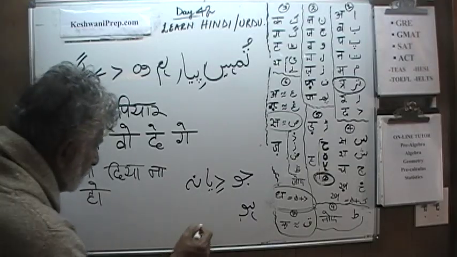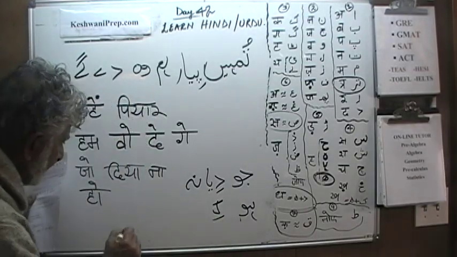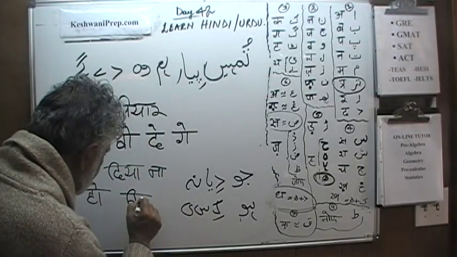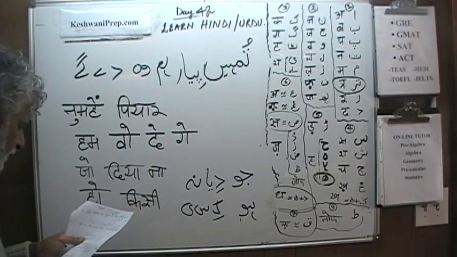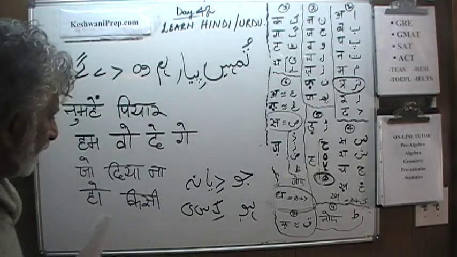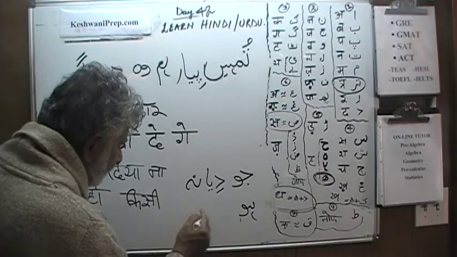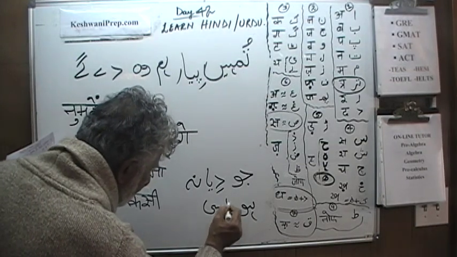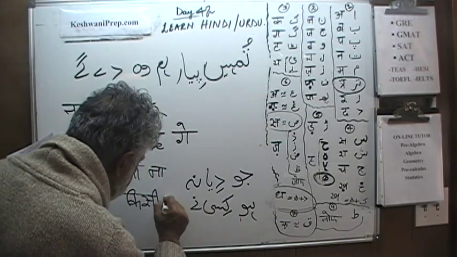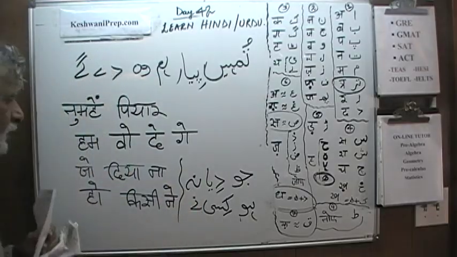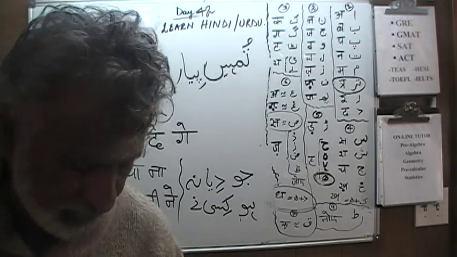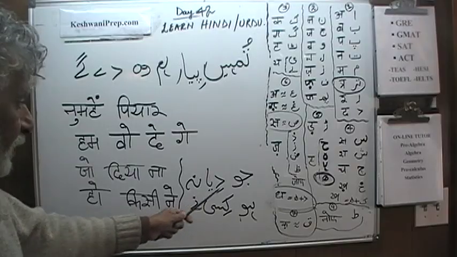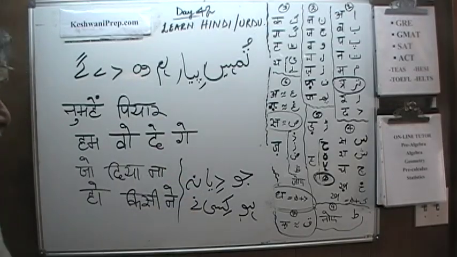Ho, with the choti i ki matra, and then seen with a badi i ki matra, kisi. Let's put them together. Kaf, seen, one more loop for the badi, zer here, kisi ne. Jo diya na ho kisi ne, like nobody has given it before. That's what this part says. Like nobody has given it before. But when we read the whole thing, it will make more sense.